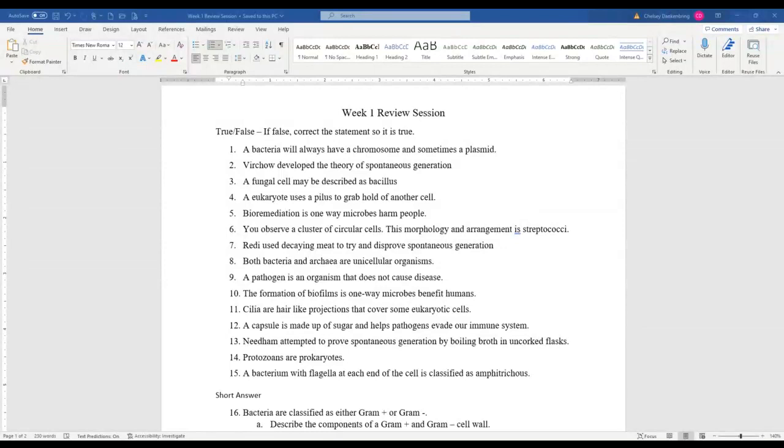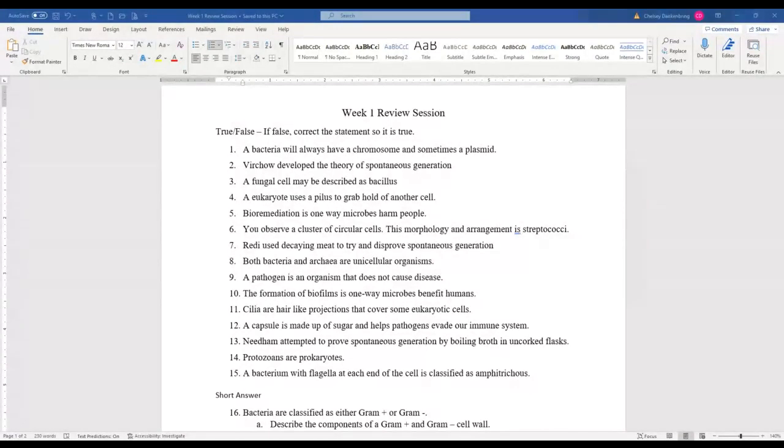All right, number 4. This one's a bit harder, so take a second to think about it. A eukaryote uses a pilus to grab hold of another cell. True or false? Don't push enter yet. Take a second to think about it. All right, on 3. 1, 2, 3, go. Starting to see a pattern, right? I like to give y'all false ones. Yes, this one is also false.